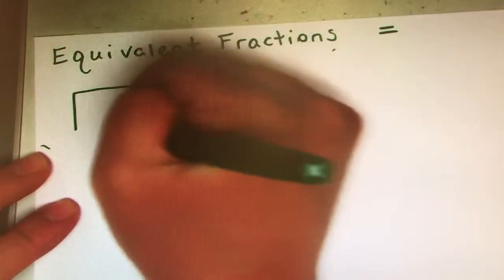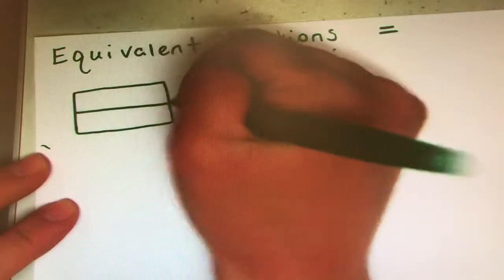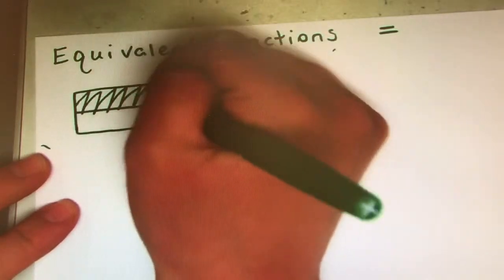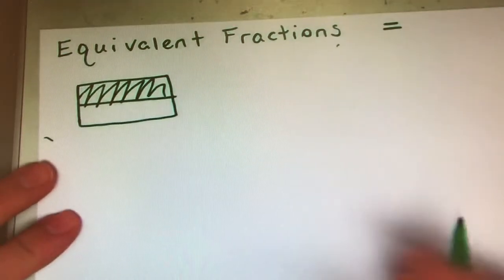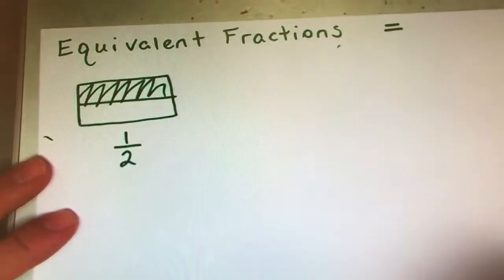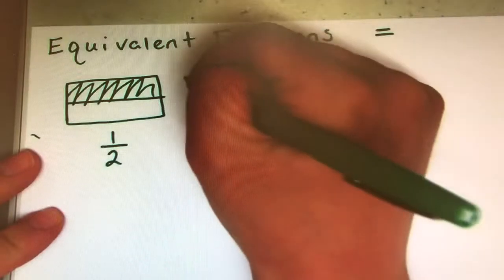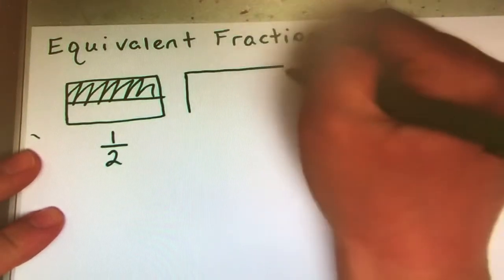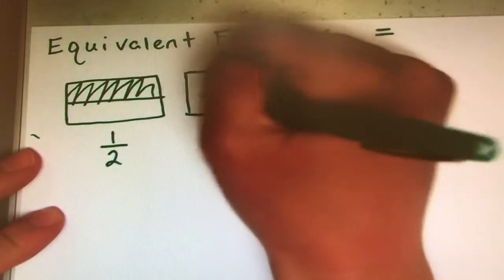So if I drew a little rectangle here and I divided it into 2 pieces and I shaded 1 piece, if we wrote that as a fraction, we would say that's 1 out of 2 or 1/2. Half of the figure is shaded, right? What if I drew the same thing next to it? Now they're not going to be completely alike. I'll do my best.